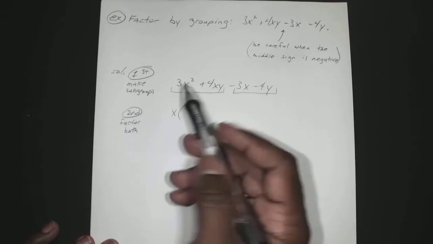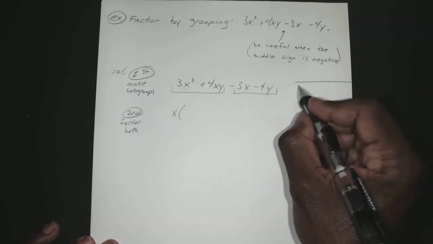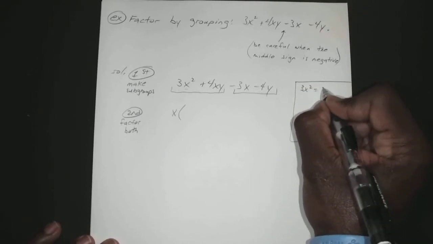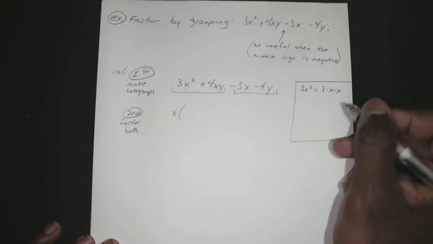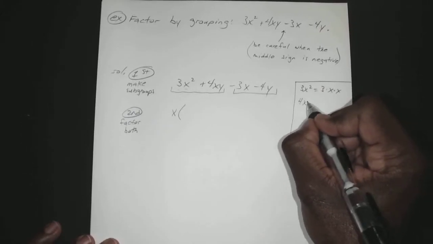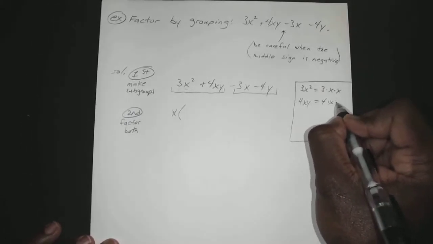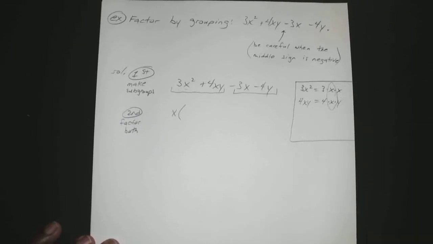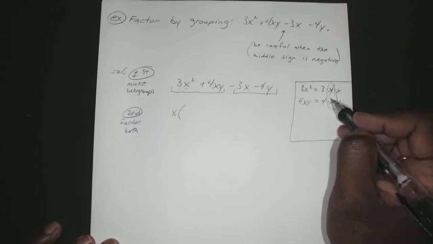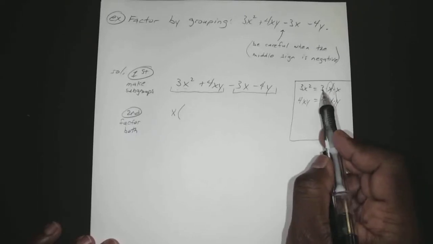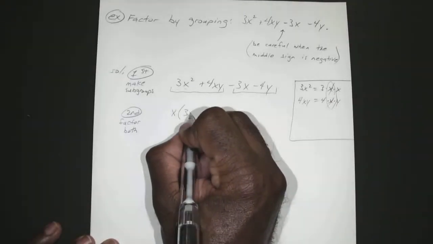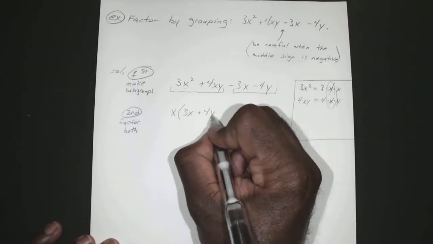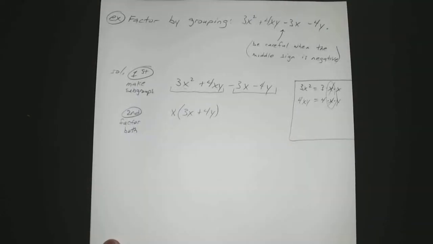So the 3 stays the same. If you decide to do that on the side, you have 3x squared, which is just 3 times x times x, and 4xy, which is just 4 times x times y, where the x is the only one they have in common. Okay, so if you cross those out, you're left with 3 times x and 4 times y.